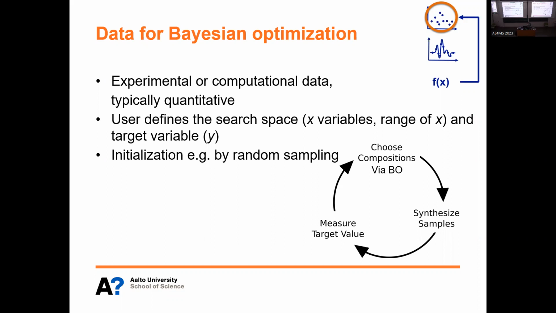Yes, and in the case when you don't have any data to start with, for this active learning cycle in this upper corner, you need some data for the first round. So you can initiate that, for example, by random sampling.